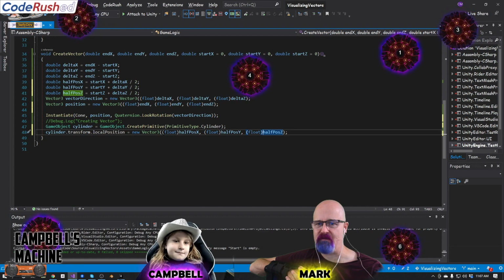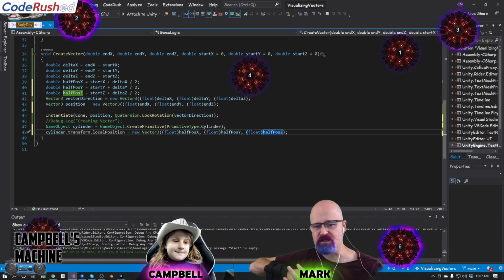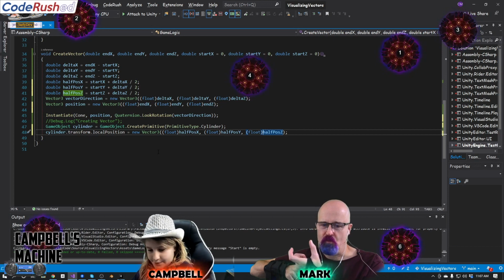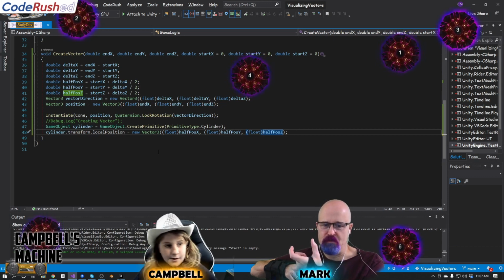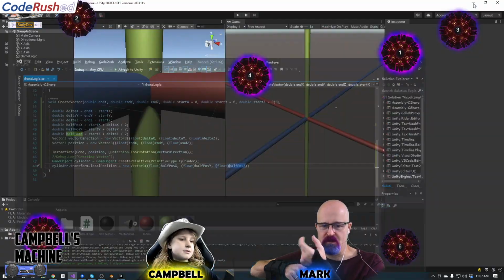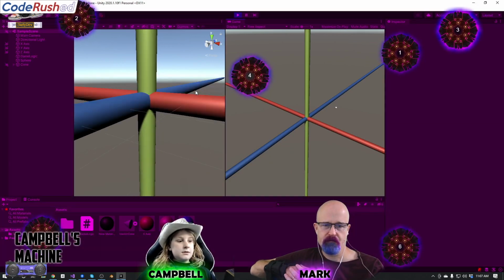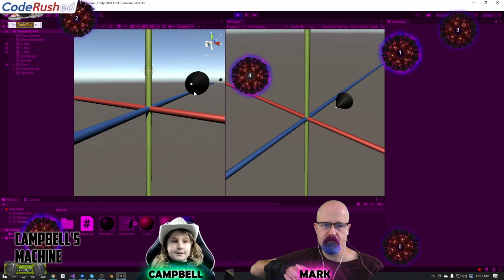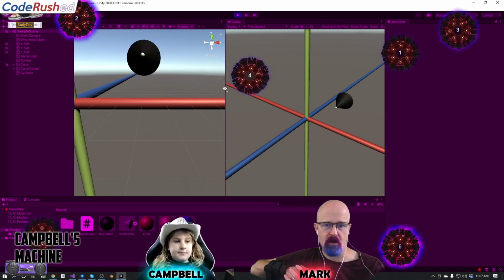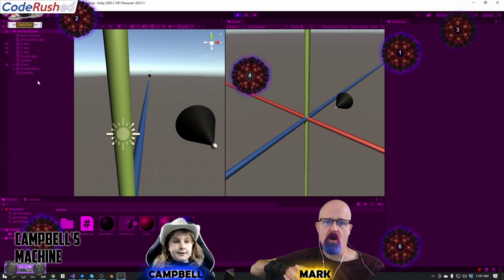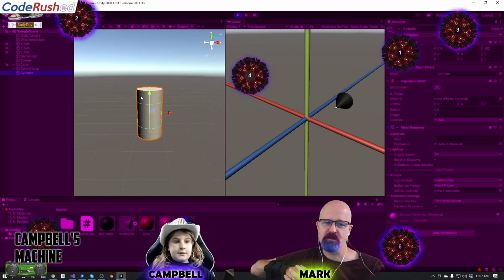So if we save and run it right now, Campbell, we should see that cylinder in the right position, but not having the right rotation, and not the right length. It should be right between that dot and the origin. Let's see. I don't see it at all. Oh, it's out here. You know why it's out there?